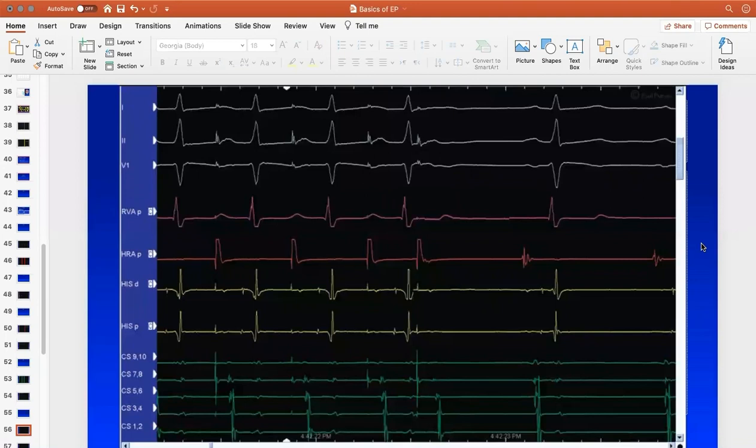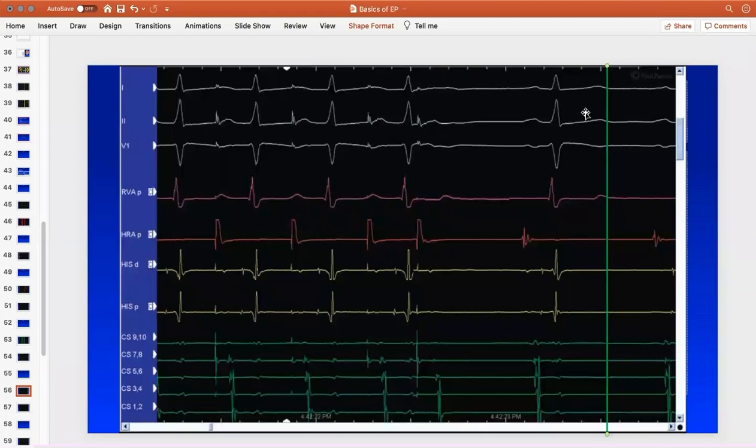This is a tracing starting with the surface ECG, with intracardiac monitoring down. So we have a surface ECG, we have an RV, HRA, HIS, and the CS. We are pacing in the high right atrium, I think. Okay, we are pacing from the HRA. We can see the pacing stimulus output. Good. Are we capturing the atrium? Yes, we are capturing. Can you prove it to me?